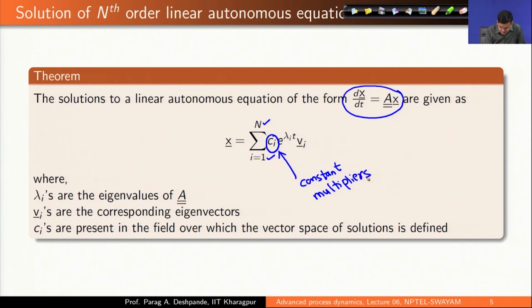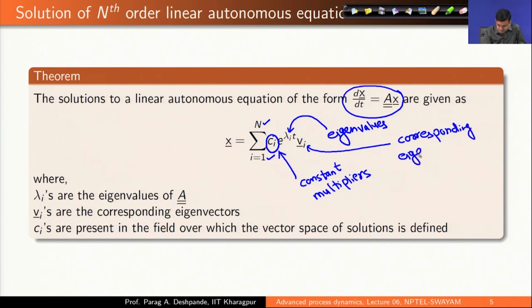In fact, one would realize that these are the members of the field over which the linear vector space of the solution is defined, multiplied by e to the power lambda i t. T very clearly is the time, but lambda i's are the eigenvalues, and v i's are the corresponding, it is very important, corresponding eigenvectors.